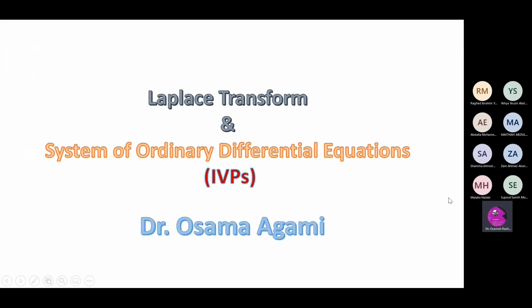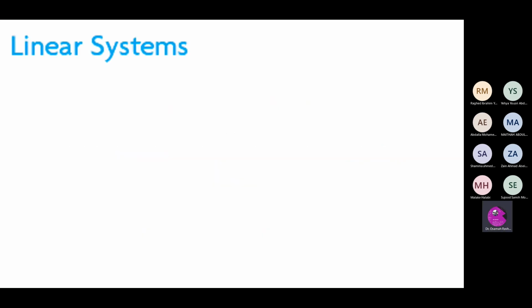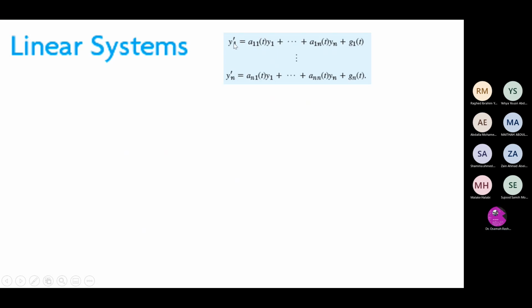Today we are going to use Laplace transform to solve a system of ordinary differential equations. And we know once we talk about Laplace, we have to get initial values, right? Okay, so let us remember what the linear system is. This is the linear system of differential equations of first order, of course. The first derivative on one side and the rest on the other side.